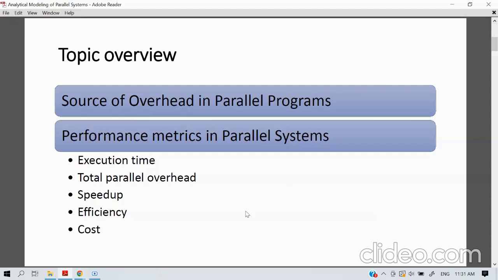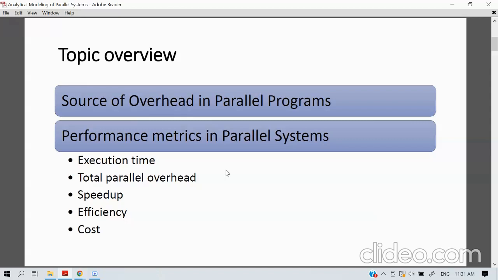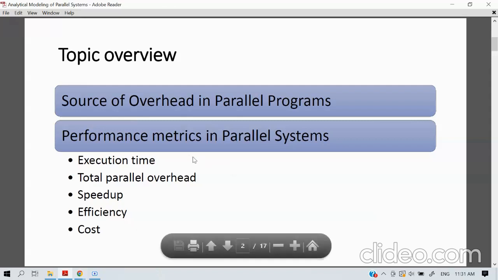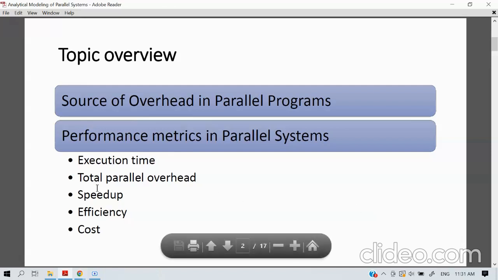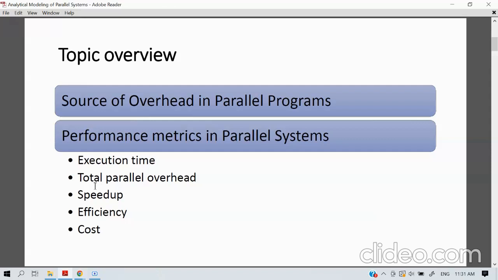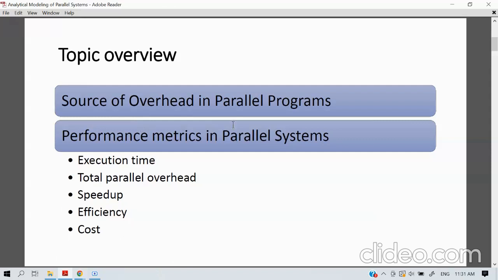Okay, so kalau jawapan wall clock time tu, for sure we need to use the wall clock time to calculate the performance. Tapi kalau nak ikutkan, yang ini yang utama. Okay, execution time, the first one. Second is speed up. Okay, and then total parallel overhead, efficiency, and also the cost. So these are the performance metrics of parallel system.